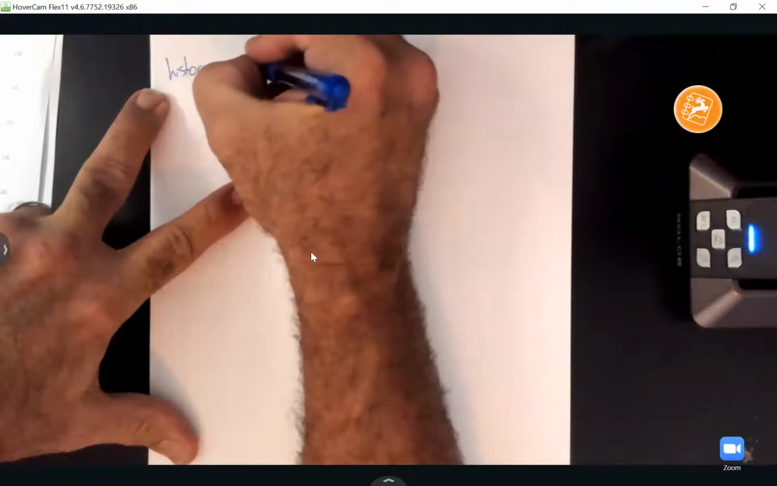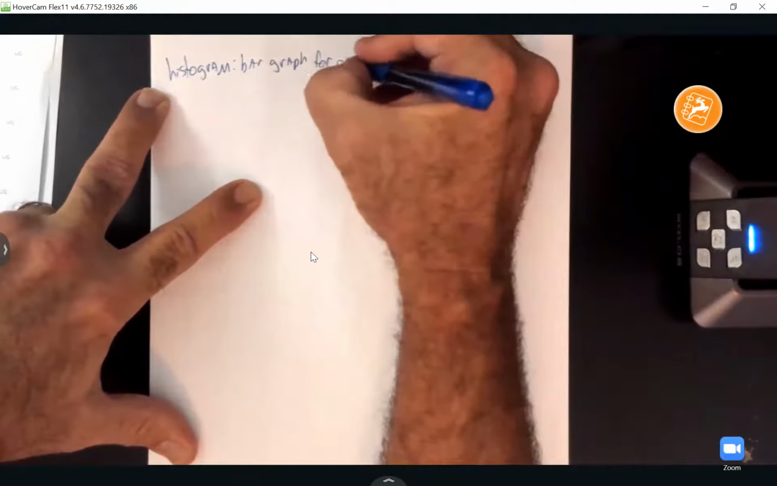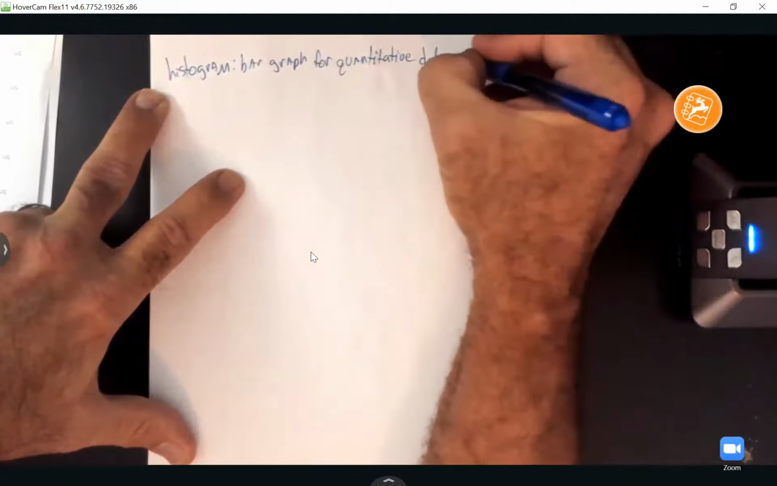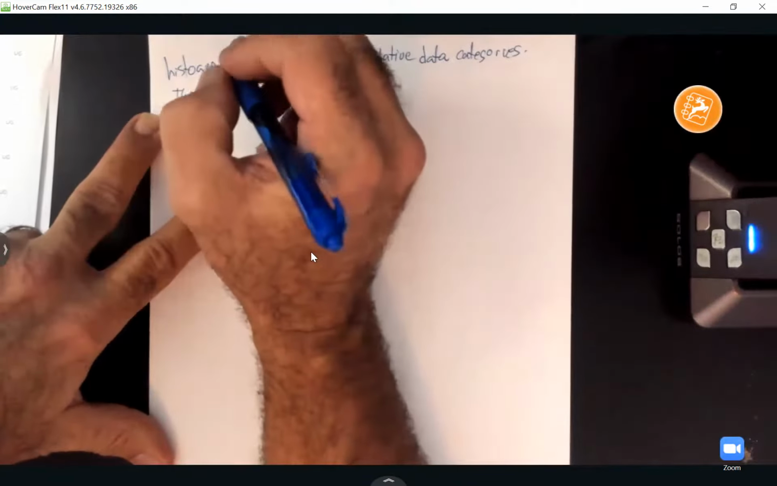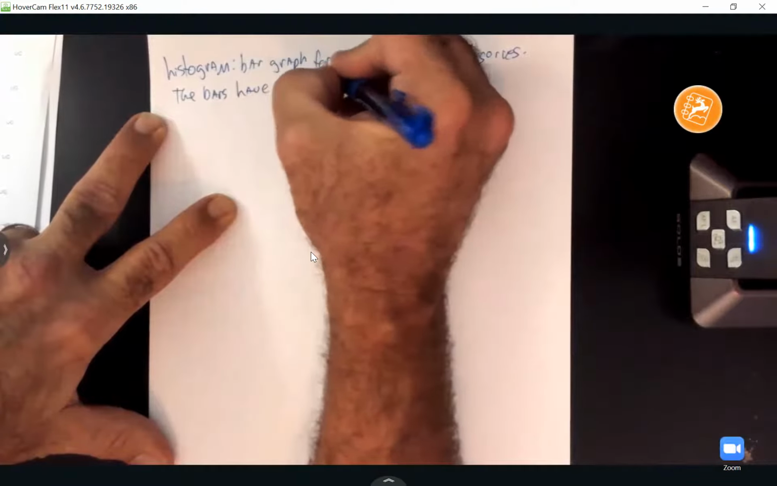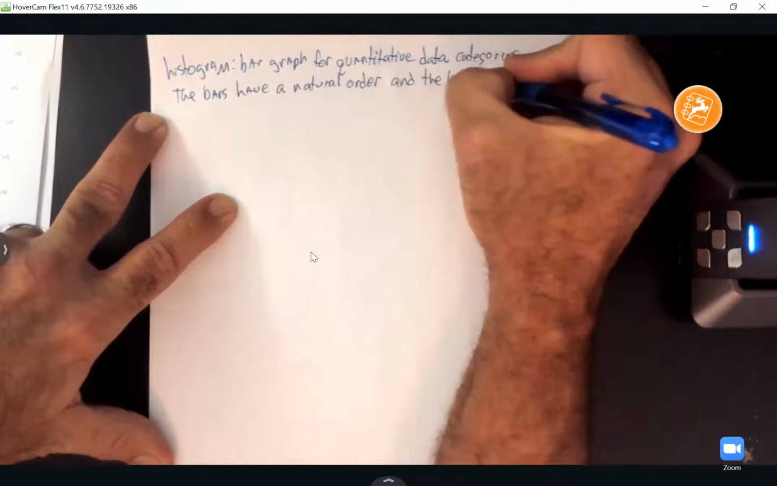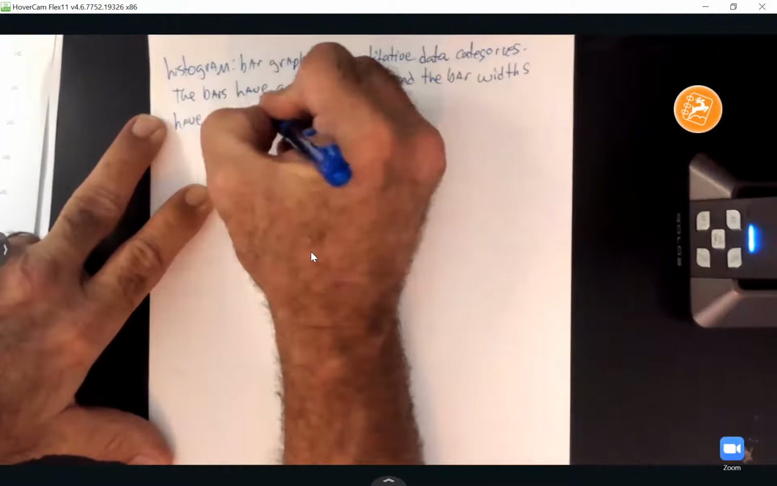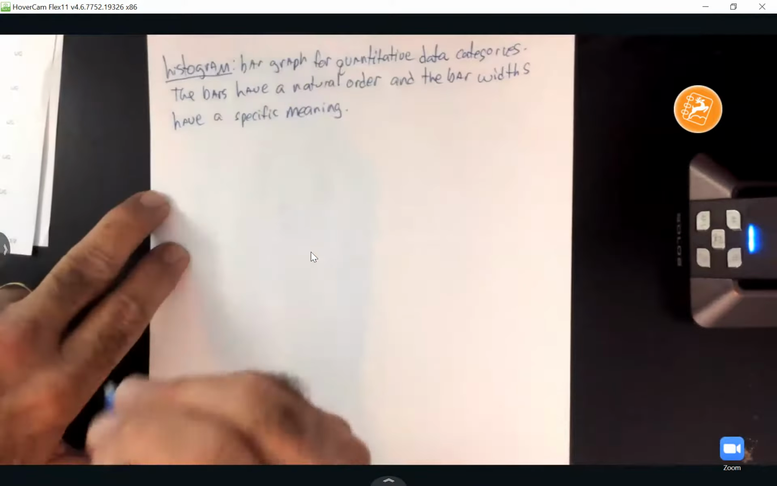So a histogram is a bar graph for quantitative data categories. The bars have a natural order and the bar widths have a specific meaning. So that's a histogram. Then we got a line chart.